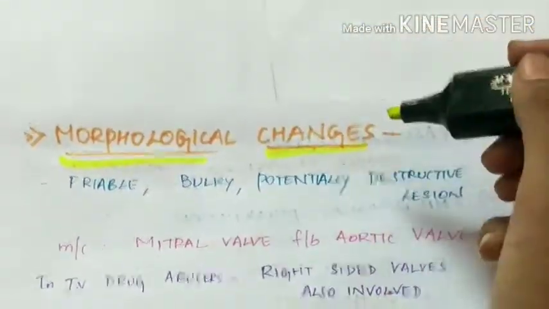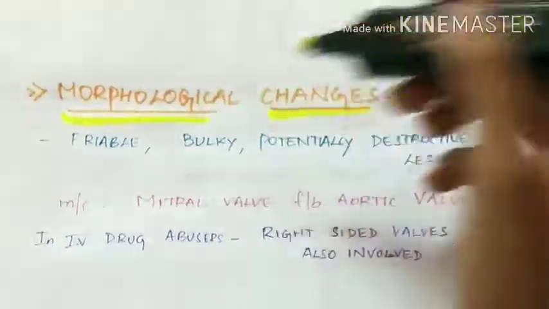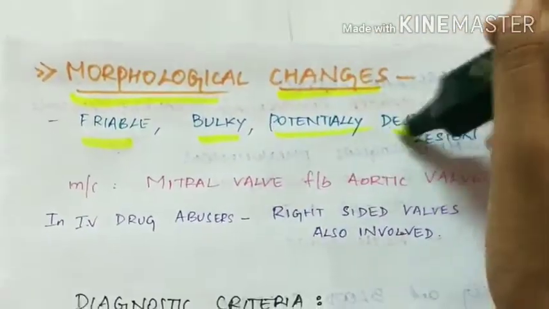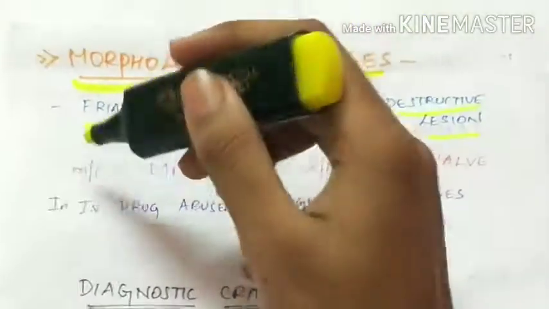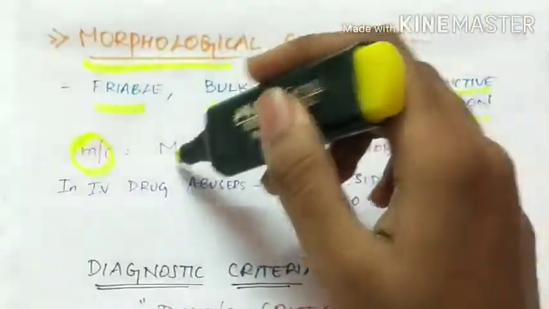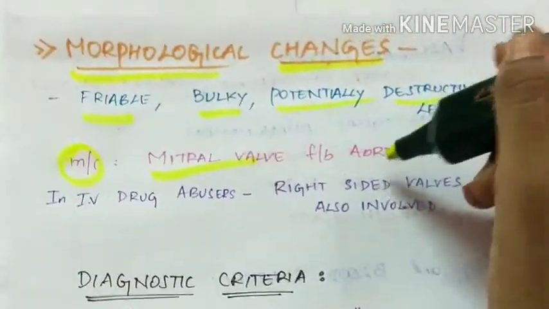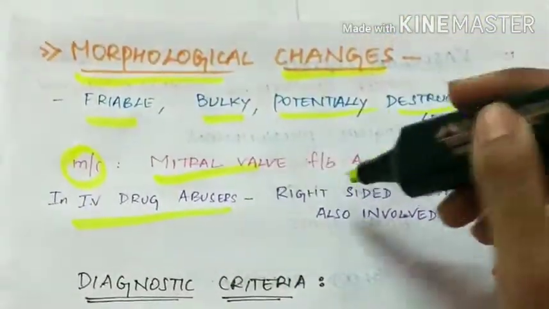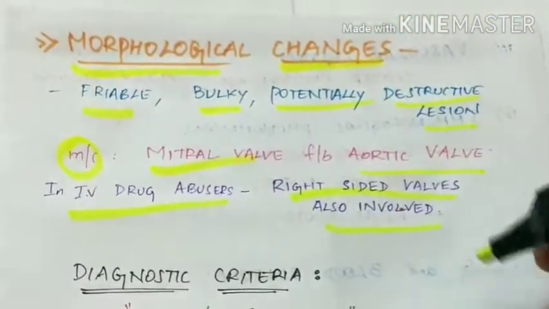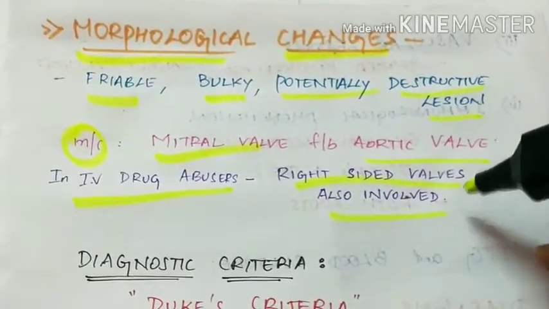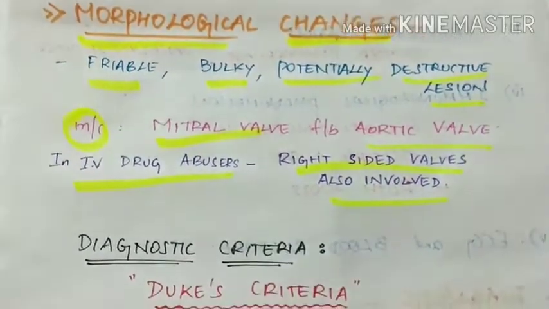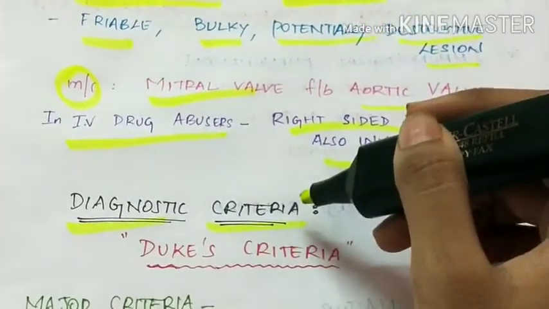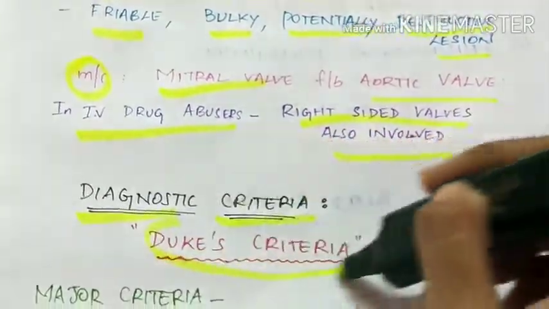Morphological changes seen in infective endocarditis. There is a friable, bulky and potentially destructive lesion. The most commonly involved valve is the mitral valve, followed by the aortic valve. In IV drug abusers, right-sided valves are also involved, that is the tricuspid valve and pulmonary valve. The diagnostic criteria for infective endocarditis is Duke's criteria.